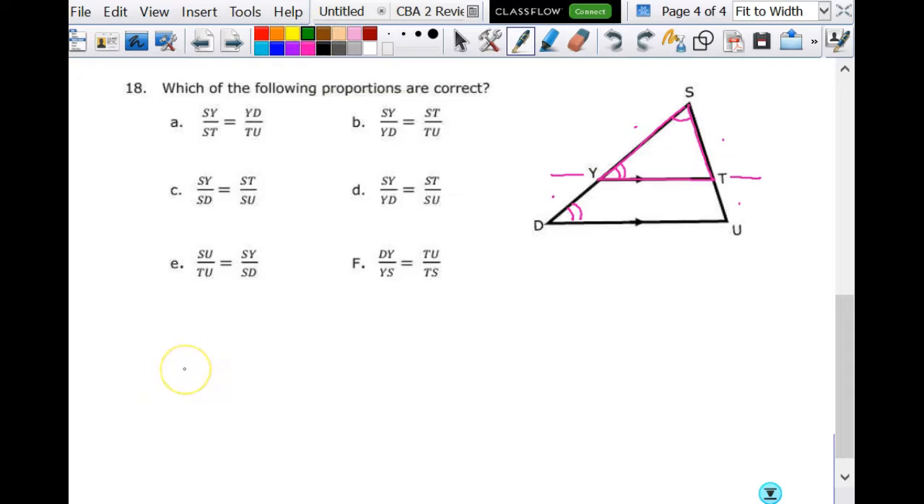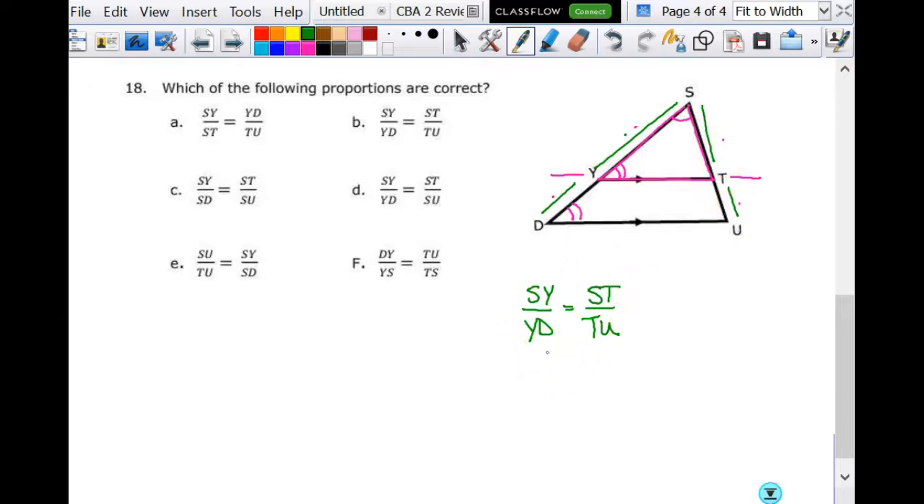All right, so first one, SY over ST equals YD over TU. So would that give you the same thing? If you're not sure, here's how you can look at this. We know for sure that SY over YD is equal to ST over TU. We know that from that theorem. This piece over this piece equals this piece over this piece. That's what I just wrote down right here.